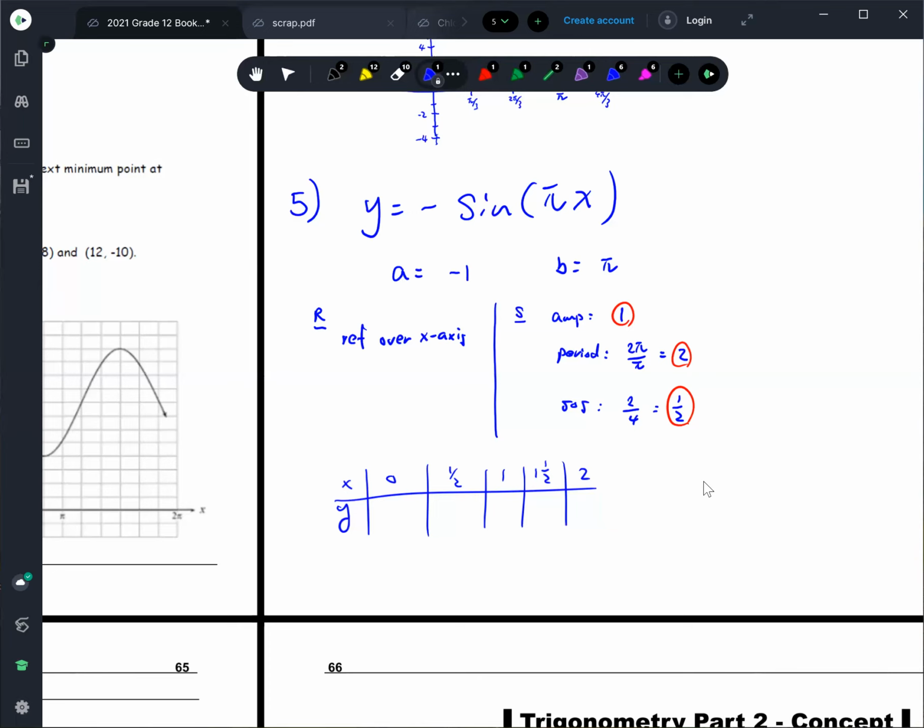Jenny, what's the y value? How do we do y values?